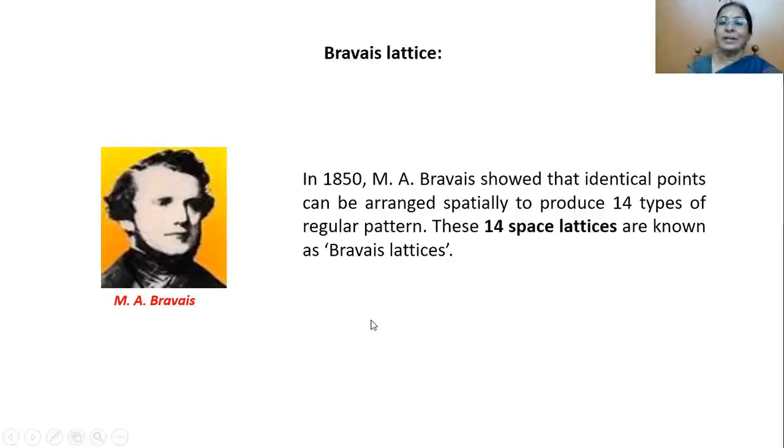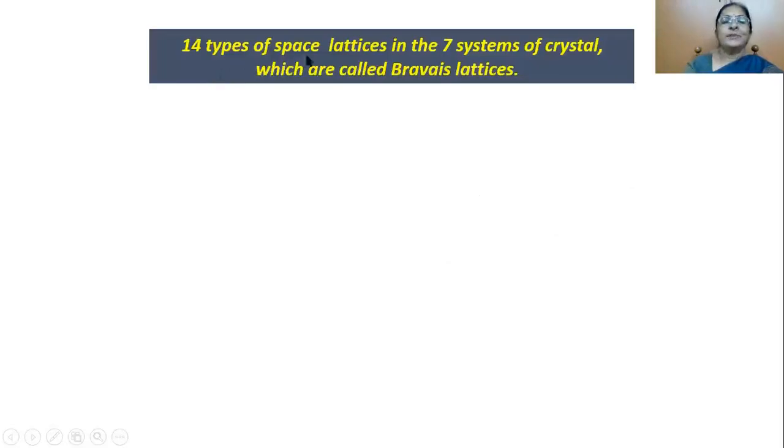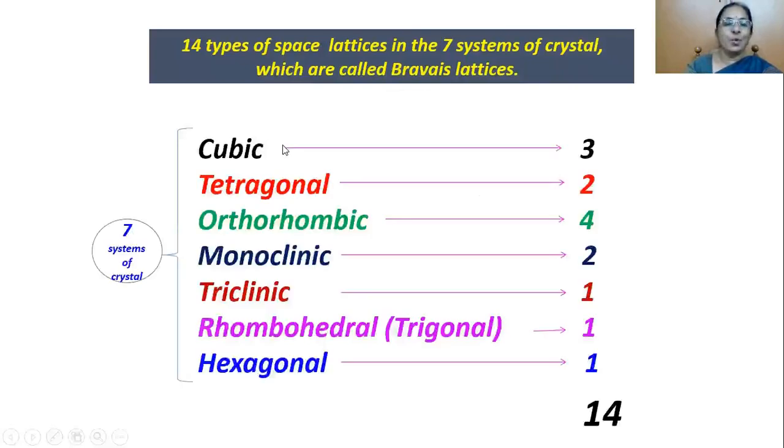Let us now see the 14 types of space lattices. The 14 types of space lattices in the 7 systems of crystal are called Bravais lattices. 7 types of systems have 14 types of space lattices. Let us see what they are. You have 7 systems of crystal: cubic, tetragonal, orthorhombic, monoclinic, triclinic, rhombohedral or trigonal, and hexagonal. So all kinds of crystals in the universe can be segregated into only 7 kinds of crystals. Now, in each kind of crystal, how many types of space lattices can you find?